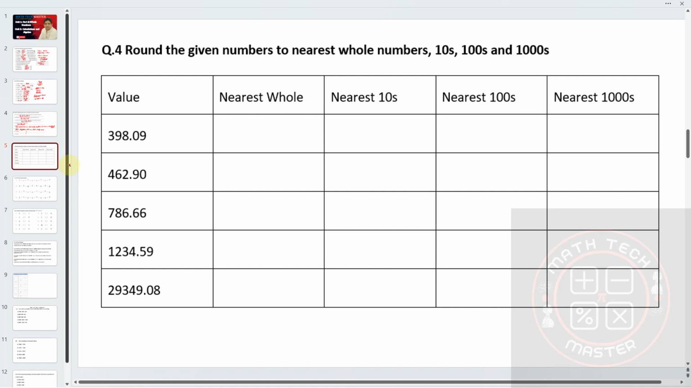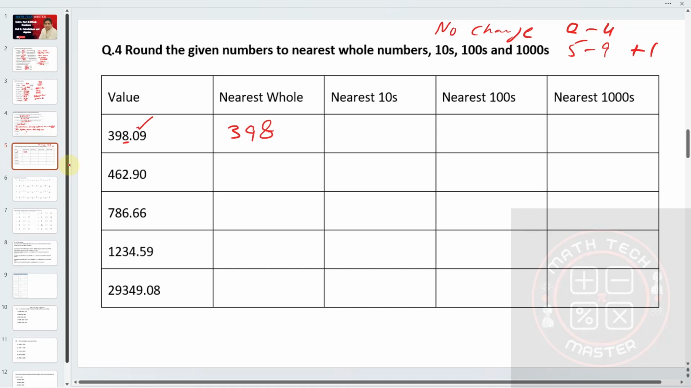It is 398.09 when we need to round it to the nearest whole number. It means we have to round this whole ones value. So we will underline this ones value and check the next number, which is 0. In case the number is between 0 to 4, we will make no change. But if the number is between 5 to 9, we will add 1 to the number we have underlined. So in this case, it will be 398.